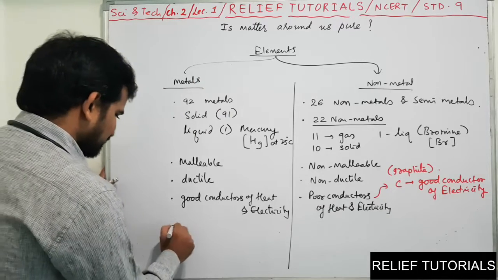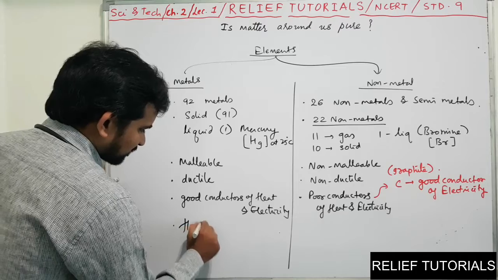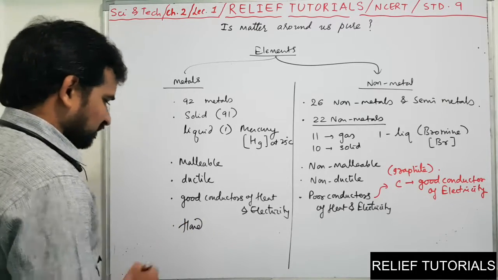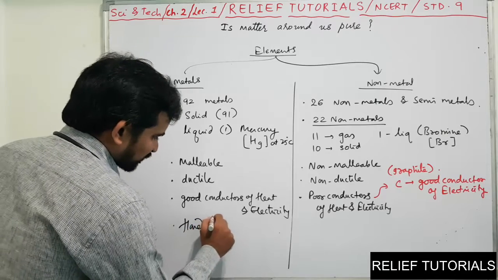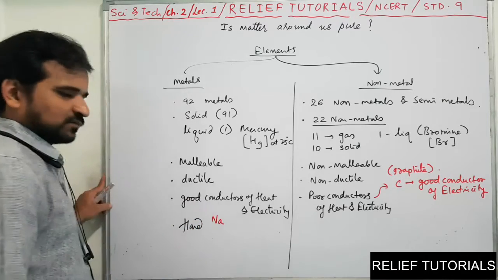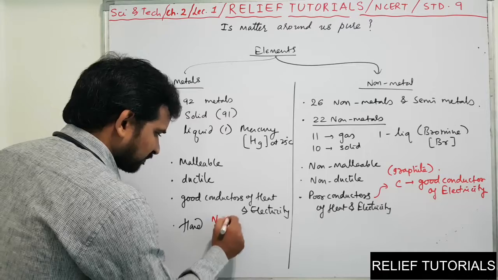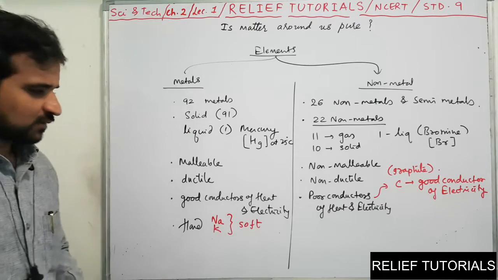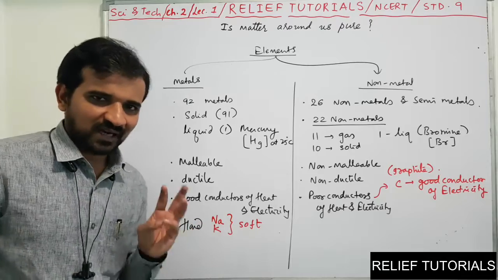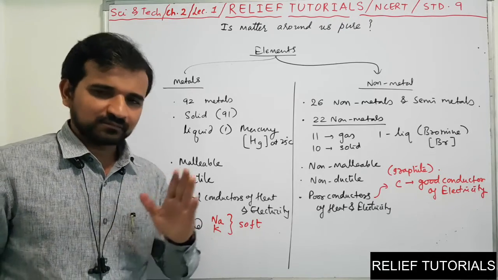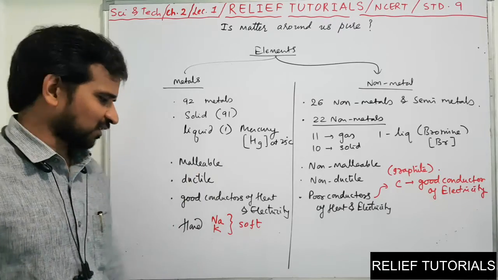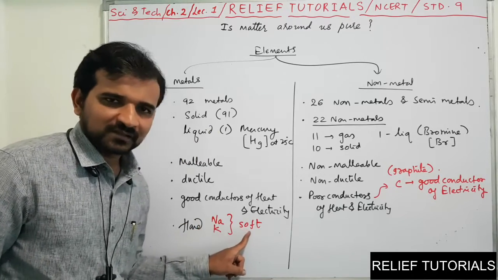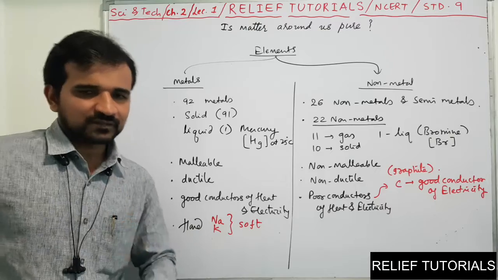Normally metals are hard, but some exceptions are there. Sodium and potassium are soft in nature. Most of the metals are hard: iron, zinc, magnesium. But sodium and potassium are soft metals which can be cut with a knife.